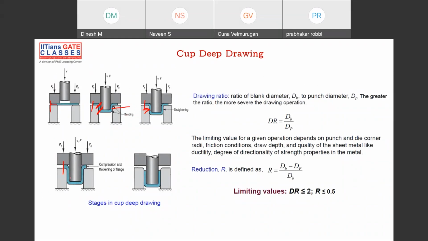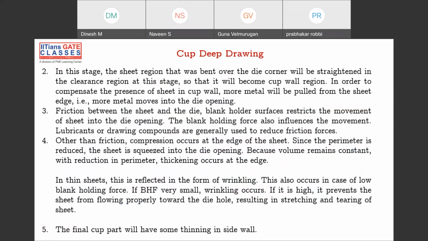The sheet is moving inside, and the straightening is occurring. Initially, the first stage is bending like this. The second stage is where the bending ends. The third stage is straightening like this. Okay, that is what is written here.